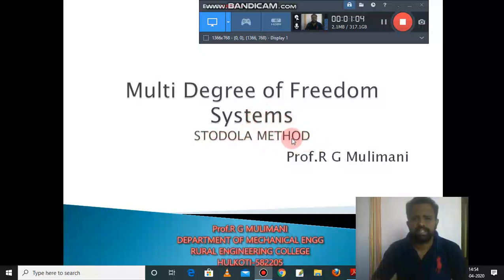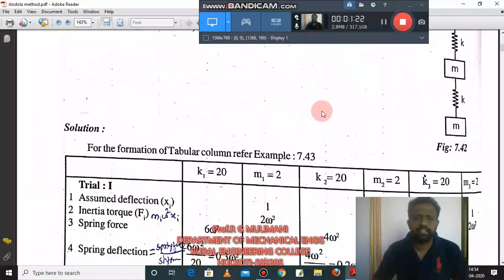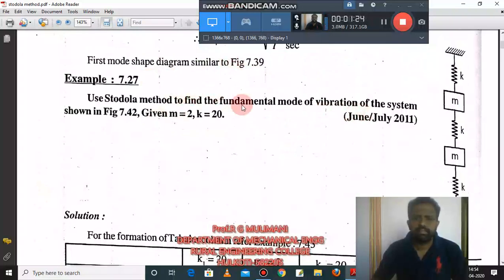The Stodola method is one of the numerical methods. Okay, let us start the Stodola method. We are using the Stodola method to find the natural frequency of multi-degree of freedom systems. In the Stodola method, it is an iterative method. Let us start with a problem. It is a 3 degree of freedom system where there are 3 springs and 3 masses.